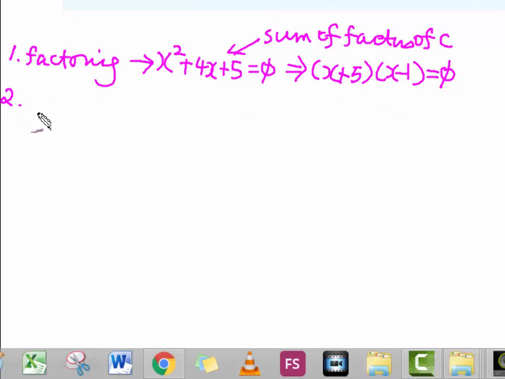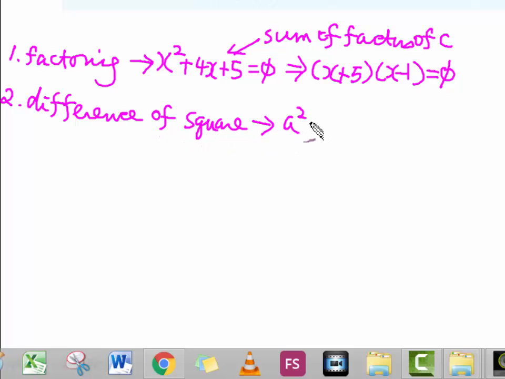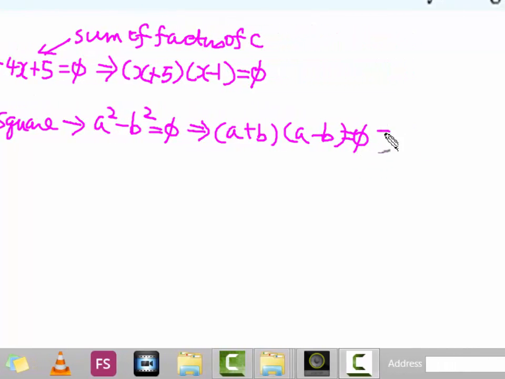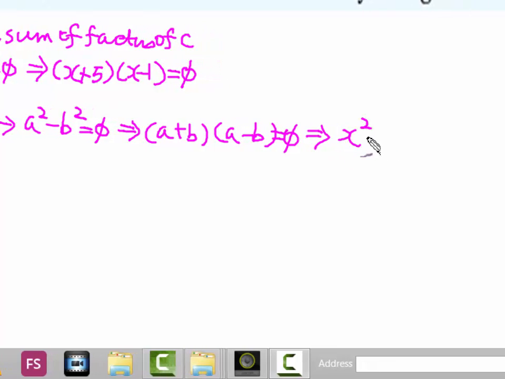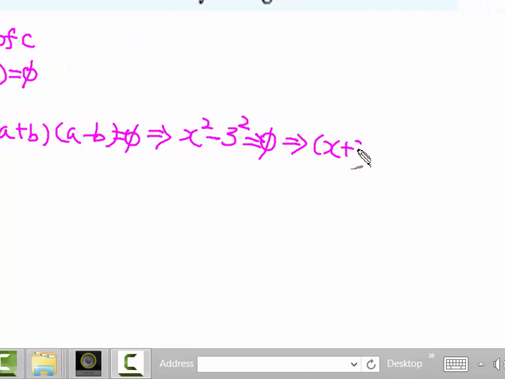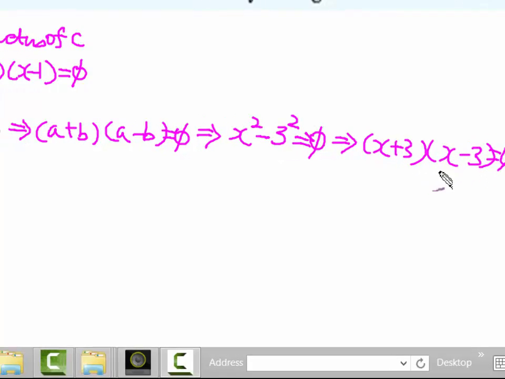The next thing we learned is the formula of difference of squares, which means a squared minus b squared equal to 0. Then we can change it to a plus b times a minus b equal to 0. For example, if we have x squared minus, say, 3 squared equal to 0, we can rewrite it to x plus 3, x minus 3 equal to 0. Then again we solve for x.